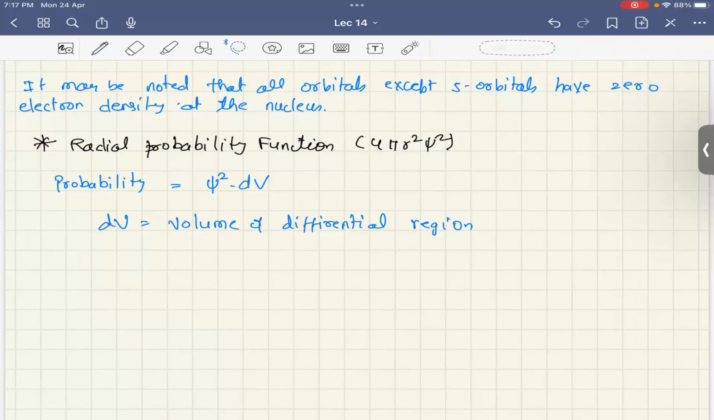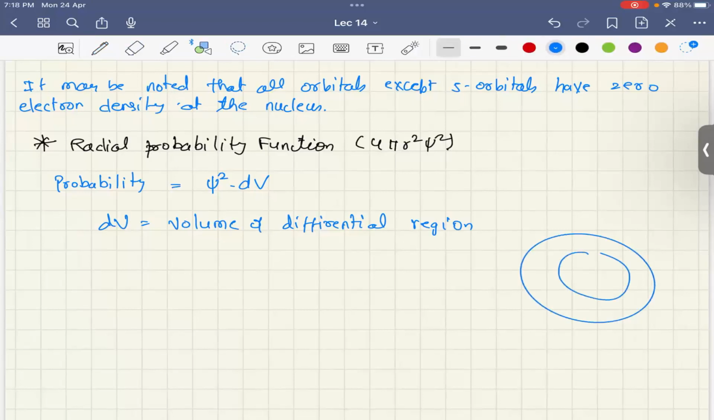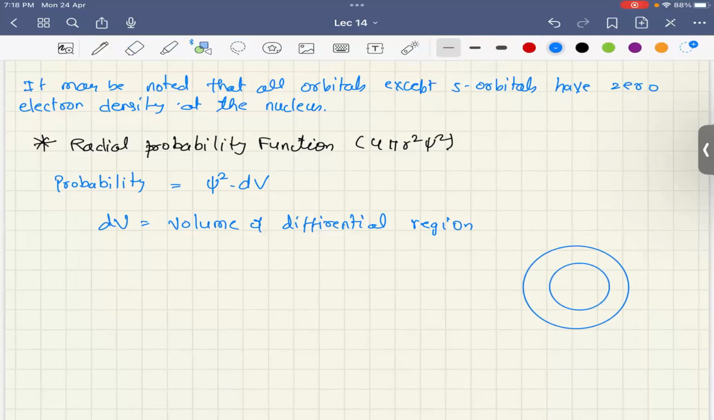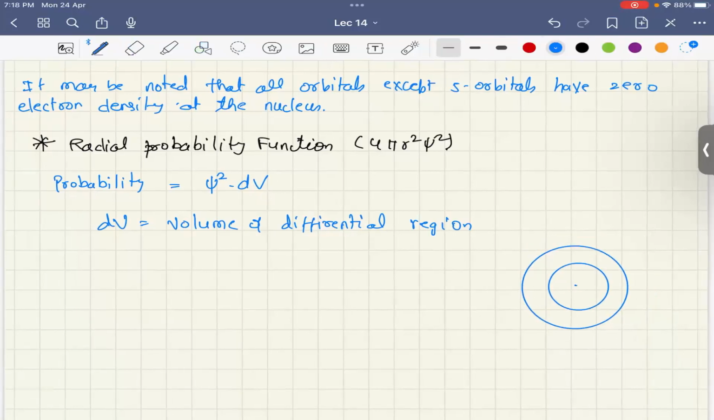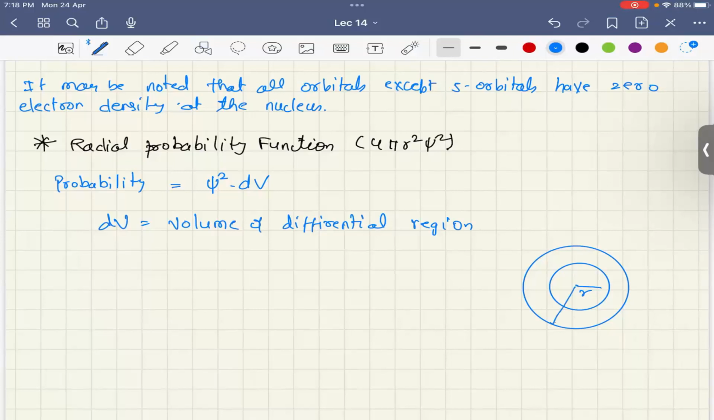So what is the value of this dV? That is what we are going to find out. Let us consider these values. So its radius is going to be r, and this is going to be r plus dr, such that this distance is dr. Right? So the volume of this shell, that is going to be what?